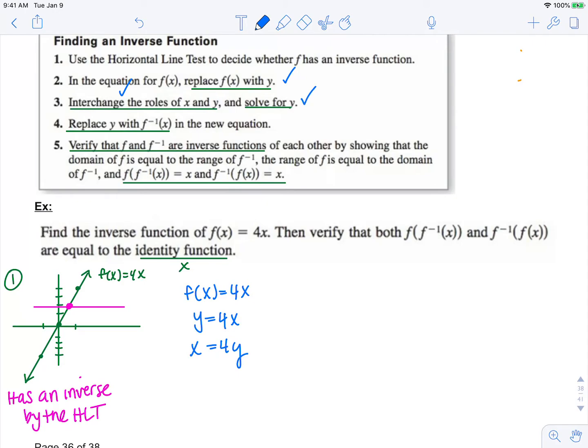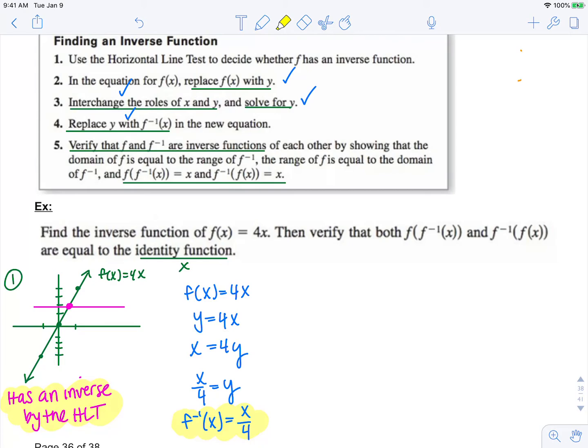Now I'm going to solve for y. X over 4 equals y. And now I'm going to replace y with our new notation. F inverse of x equals x over 4. And that makes sense because if I'm multiplying by 4 in my original function, my inverse should be doing the inverse operation of dividing by 4. So this is my inverse function.